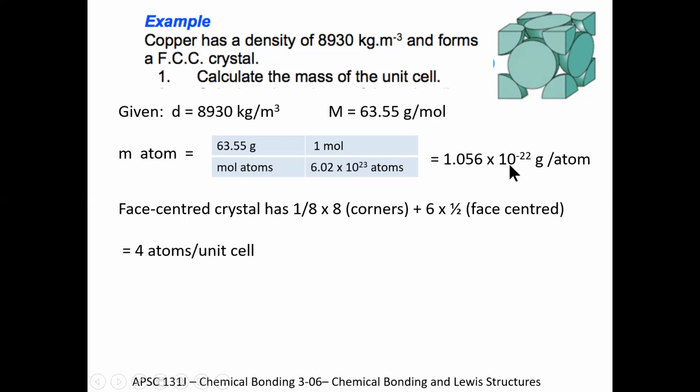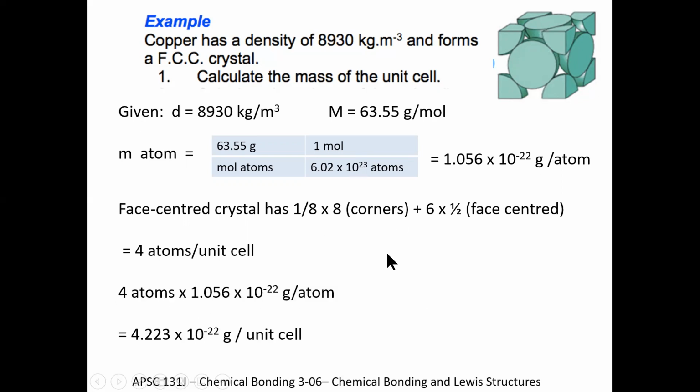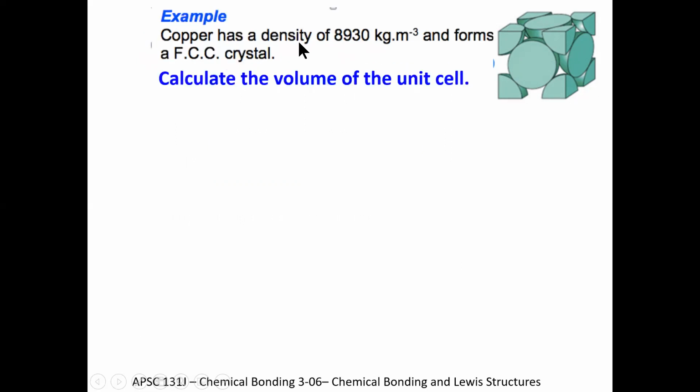We know the mass of one atom, 1.056 times 10 to the minus 22 grams. So if we multiply by 4, we end up with the mass of this unit cell of copper, given this density. That's the first calculation. Now the second calculation, we're going to show the volume of the unit cell. We're going to have to calculate A. Remember, it's A, the 3 dimensions of our cube.